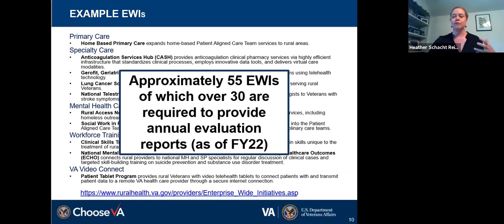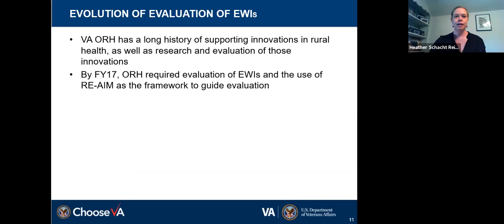CWE is responsible for looking at those annual evaluation reports. I also wanted to point out that there's been an evolution of evaluations of EWIs, and start by saying that the Office of Rural Health has a long history of supporting innovations. I talked about that already, but also research and evaluation of those innovations.